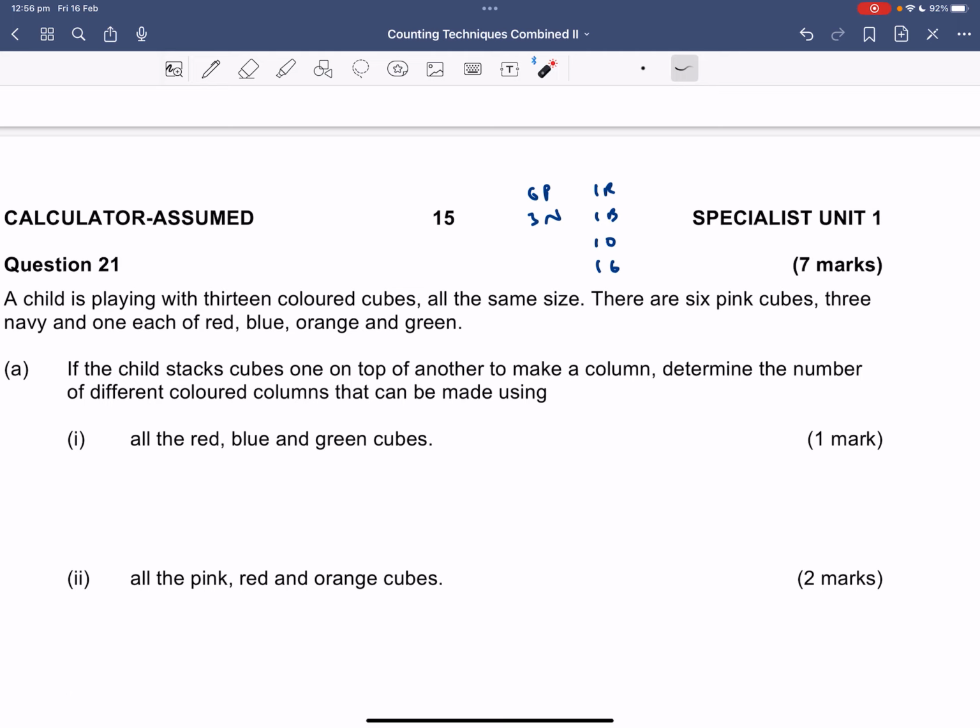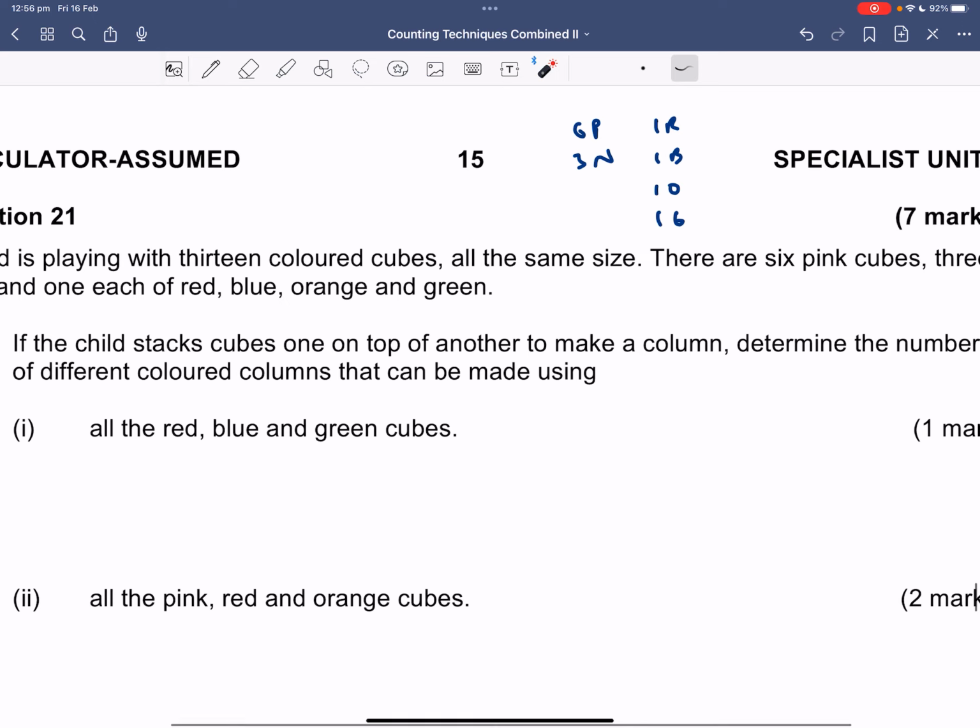If he's making a column, I guess the order doesn't matter. They're all different colors. So basically, they want to know how many ways you can have the red, blue, and green. How many red are there? 1 red, 1 blue, 1 green. Oh, that's so easy. It's basically asking you to rearrange the letters in the word RBG, and the answer is 3 factorial, which is just 6.